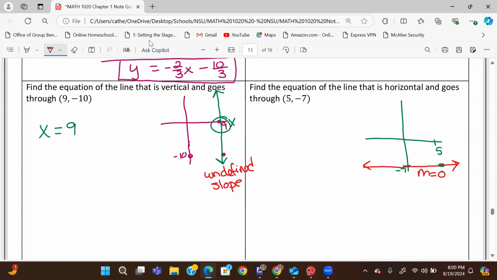And we can put that in. If you remember that it's a special case, it's just y equals -7, that's fine. But if we put it in point slope, we can actually do that.